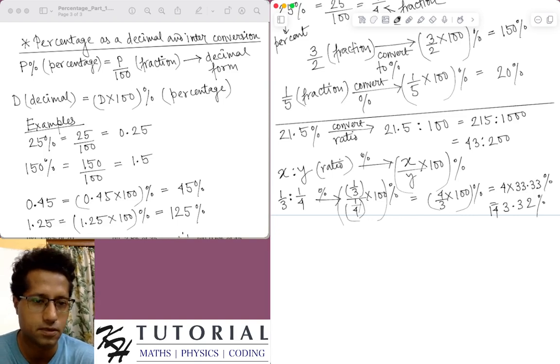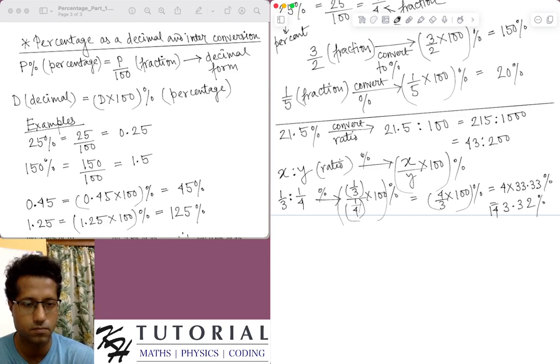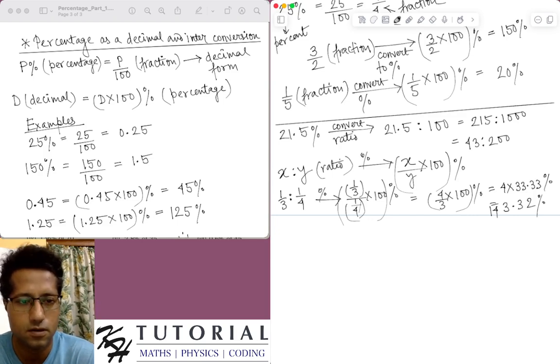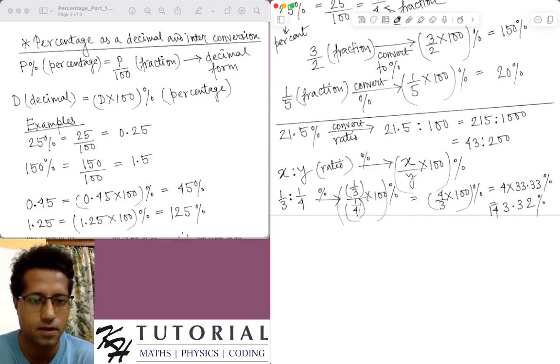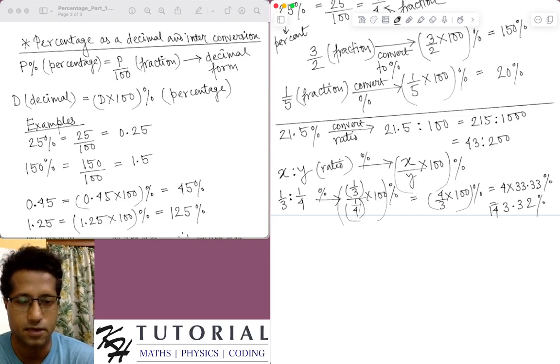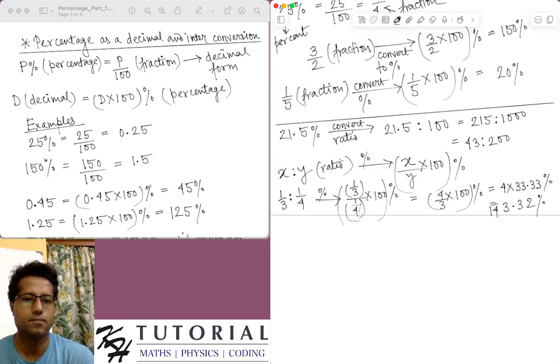Similarly, 150 percentage is equal to 150 divided by 100. So for 150 percentage, we first convert it to fraction form, which is nothing but p by 100. In this example, it is 150 by 100. Now 150 by 100, if you express it in decimal form, is 15 by 10, and 15 by 10 is 1.5.